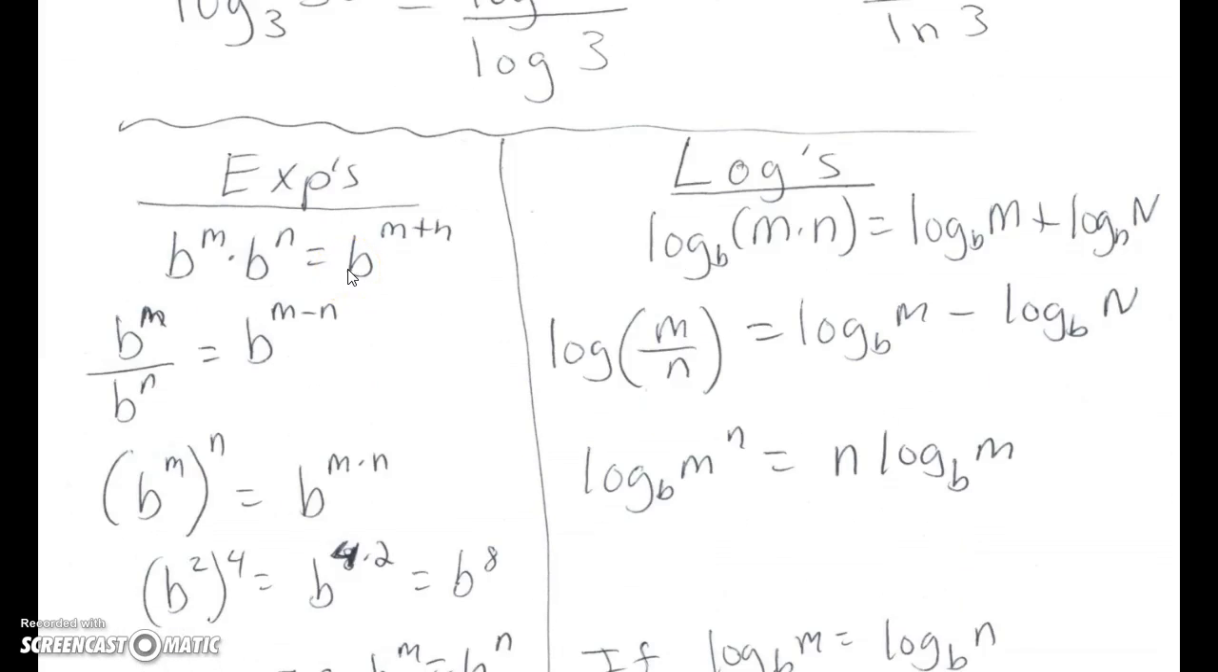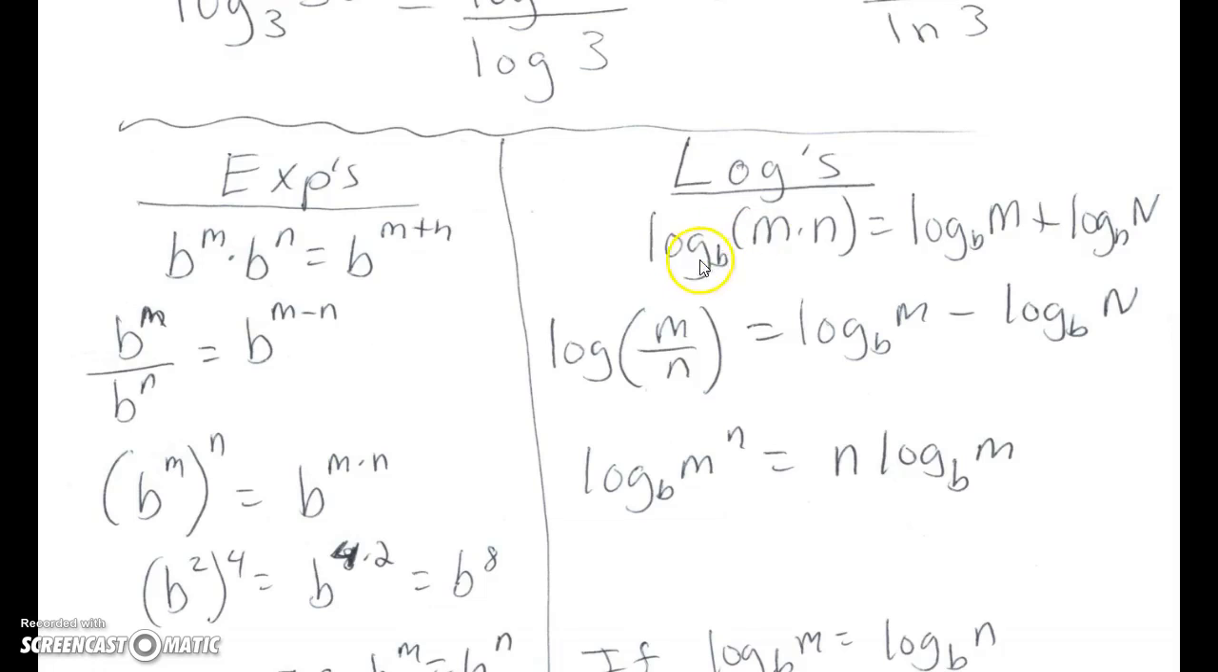Exponential rules: when we multiply like bases, you add the exponents. b to the m times b to the n equals b to the m plus n. As far as logarithms, log base b of m times n, remember these are base b, and I'm basically taking the log of this times this. These represent the exponents that b is raised to get m and n.